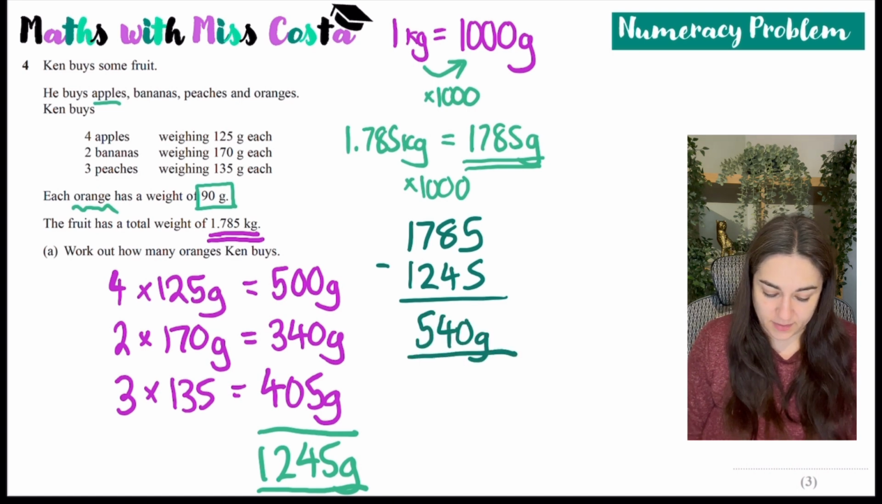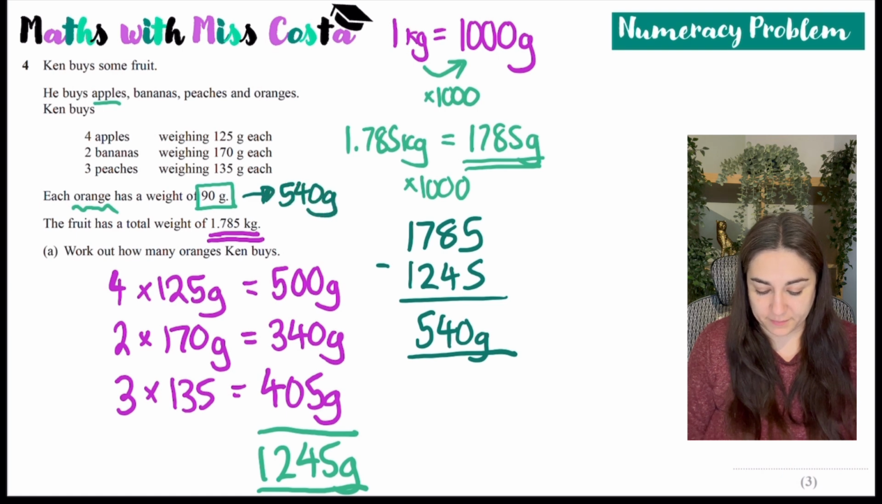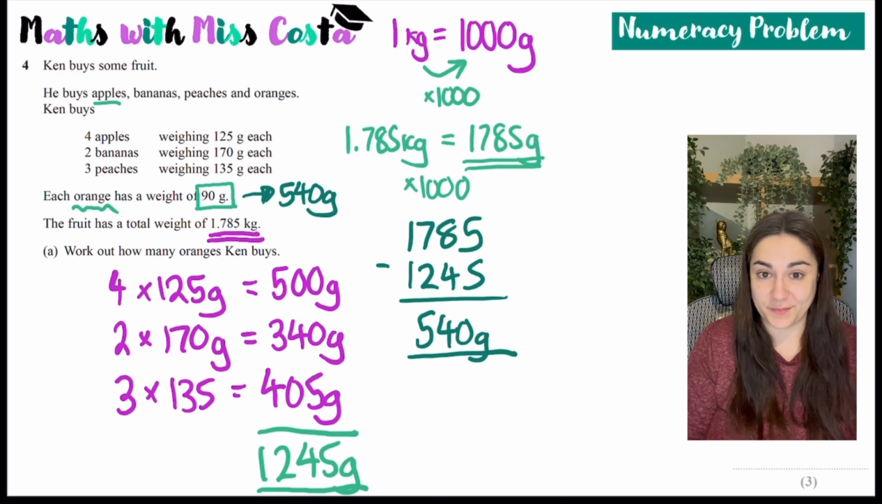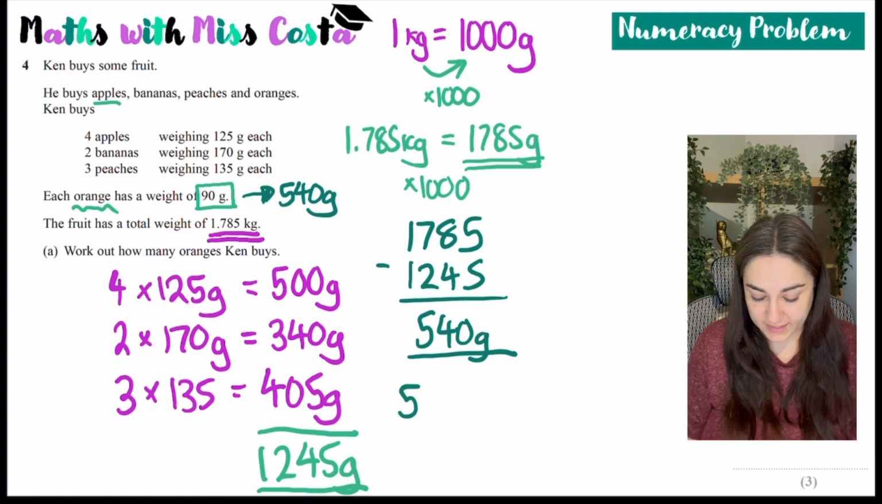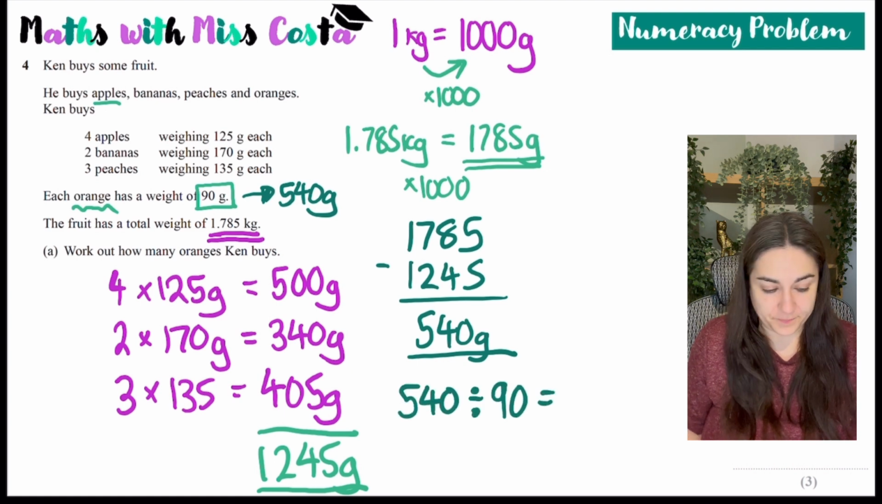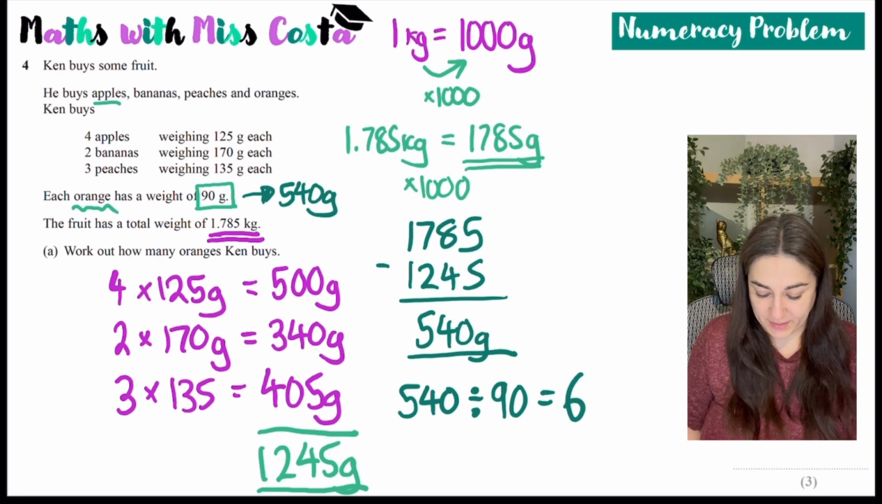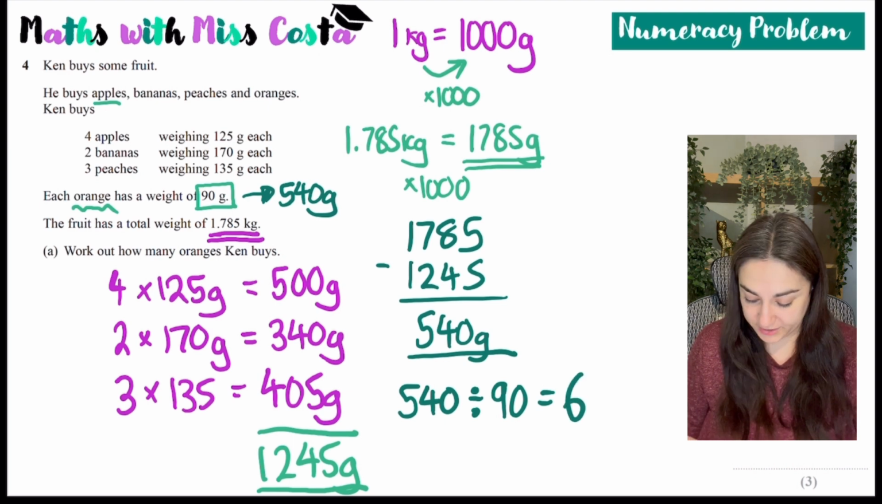So I know that all of his oranges weigh 540 grams. I know that 1 orange weighs 90 grams. So to figure out how many oranges there are, I need to figure out how many lots of 90 go into 540. So I'm going to do 540 divided by 90, which gives me 6. So he has bought 6 oranges.